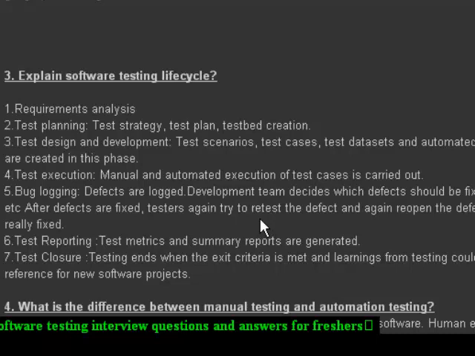In test execution we actually execute the test cases using manual testing or automation testing using QTP, Selenium, etc. In defect logging or bug logging we log the defects, that is unexpected conditions in the software. In test reporting we report the execution status to the managers. And in test closure, when the exit criteria is met, the learnings from the testing can be used as a reference for new software projects.